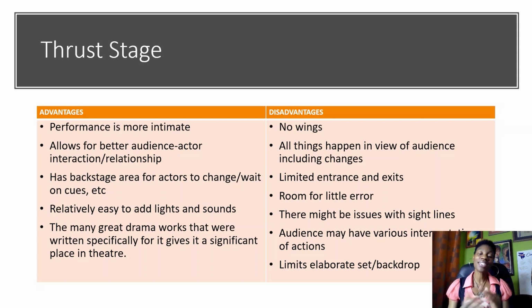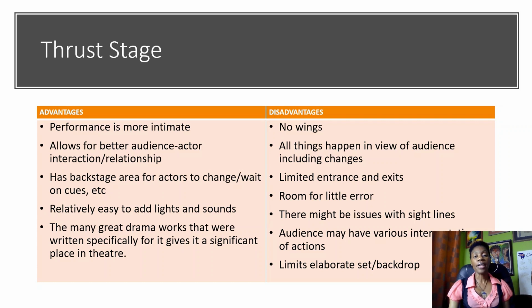With the thrust stage, there's still a backstage. So even though the audience is sitting on three sides of the stage, there is still a backstage. And so the actors, or the performers, can still go around the back to change, or they can wait on their cues. It's relatively quite easy for lights and sound because the action is still set in a particular way, and also because it's indoors and how the stage is set and projected, it still allows for the light to be shined and angled directly on the stage.